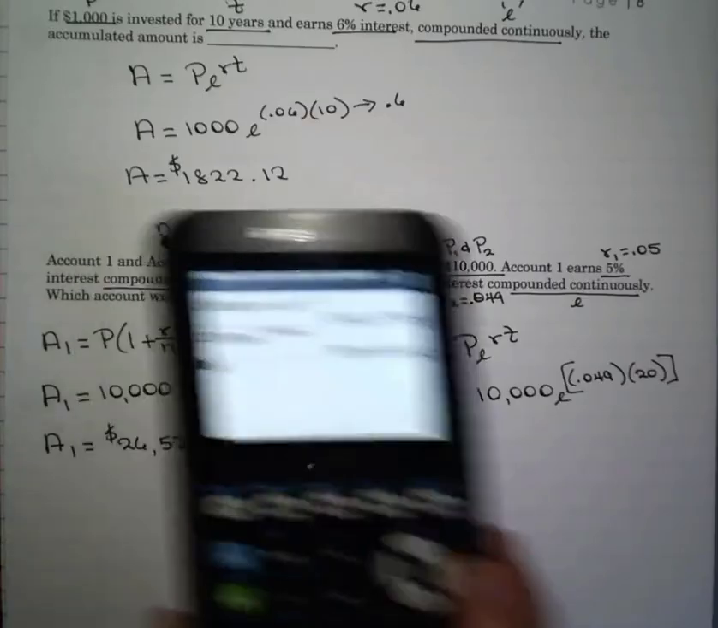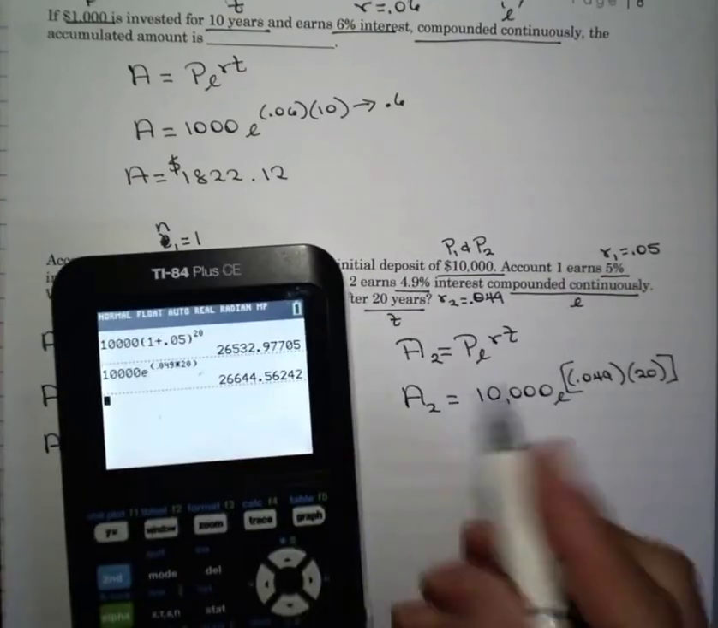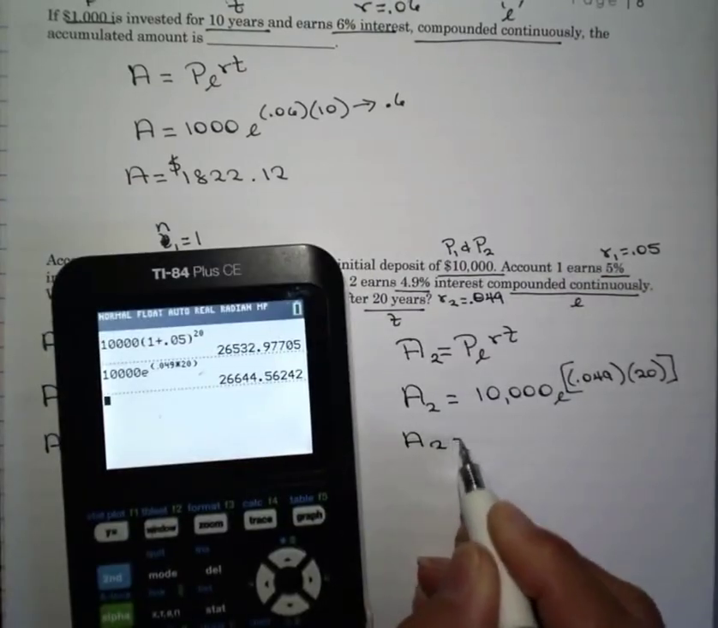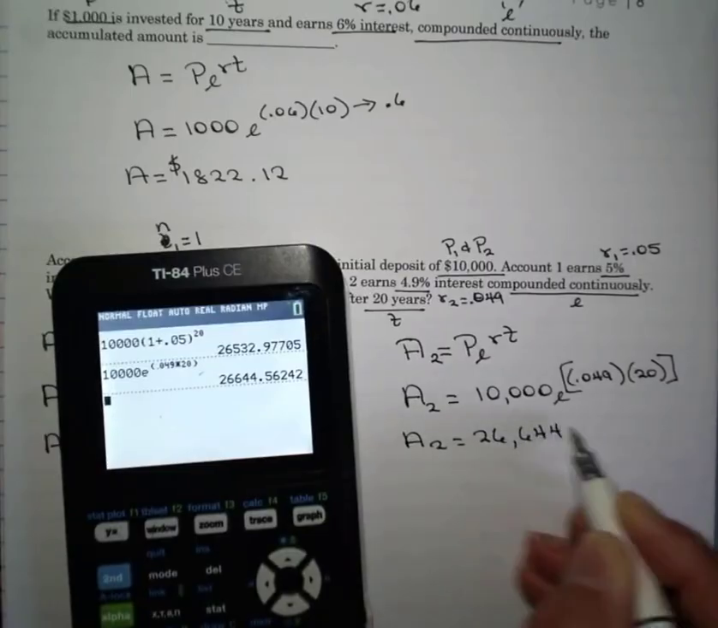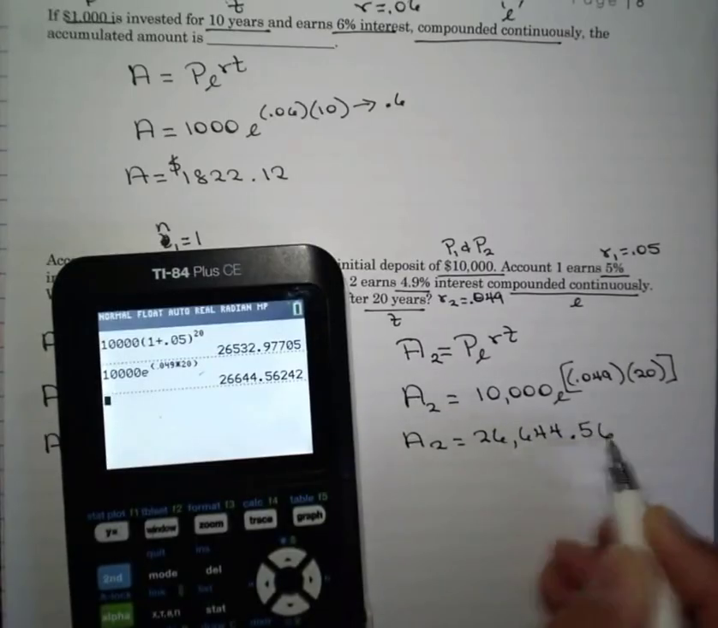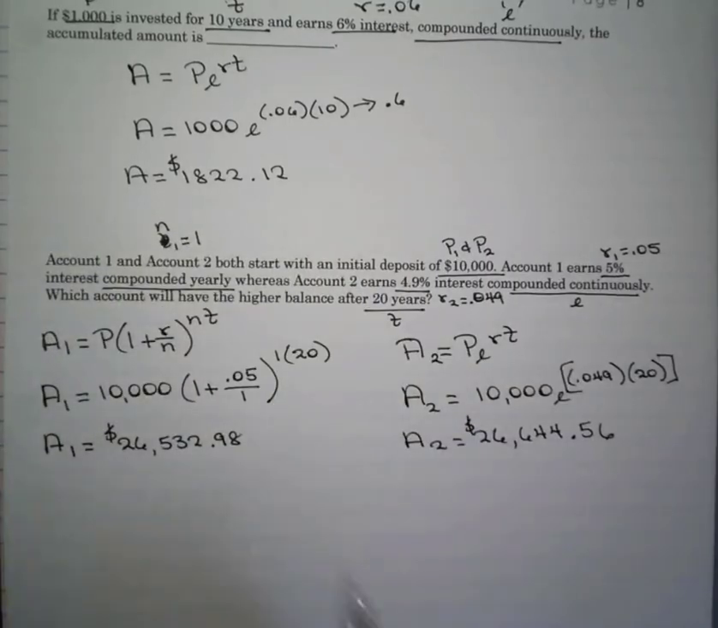And I get a different amount totally. So this one is going to equal $26,644.56 compounded continuously. Does a little bit better, doesn't it? Even though the rate was smaller.